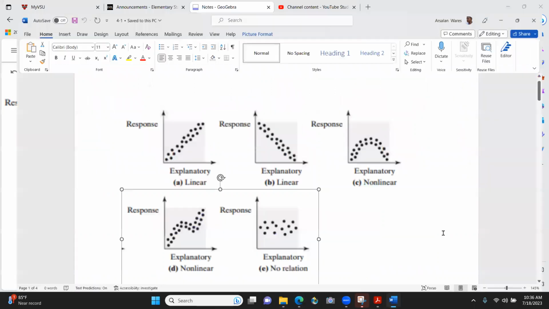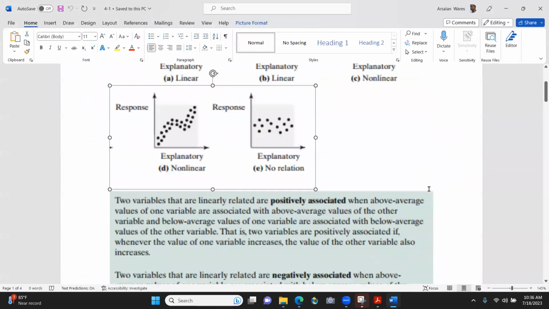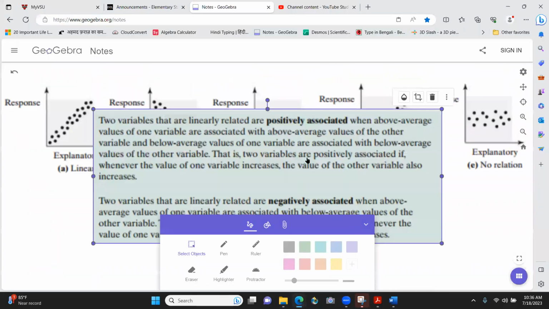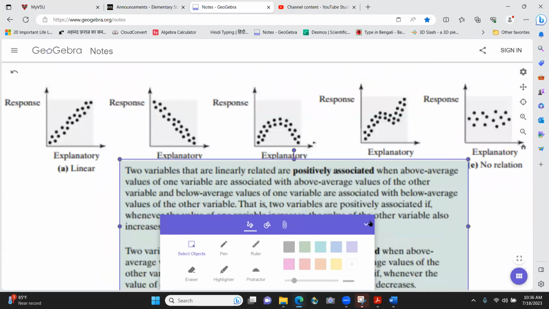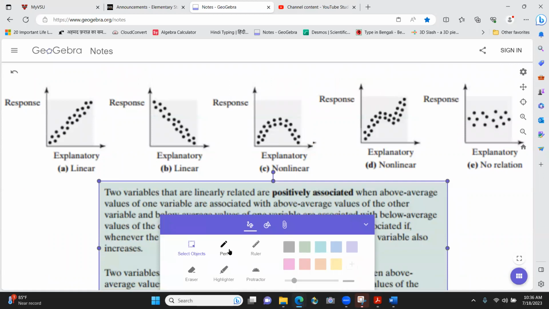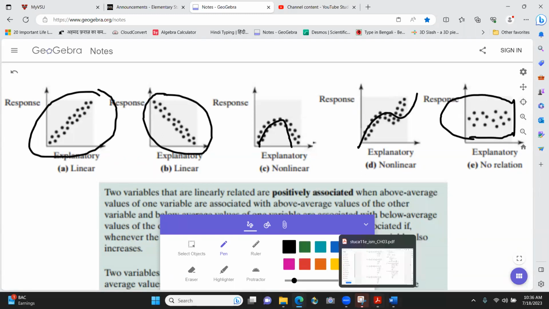We're continuing our work. Positive association is this one. This is called positive association. This is called negative. This is nonlinear. Linear means a straight line. And so is this. D is also nonlinear, and there is no relationship. So keep those things straight, all right, guys?